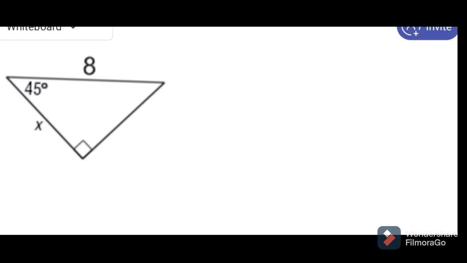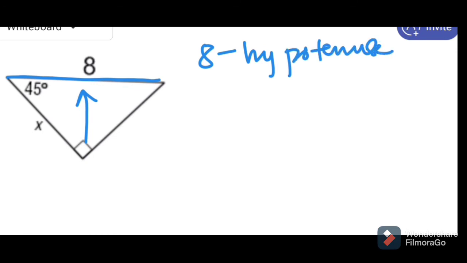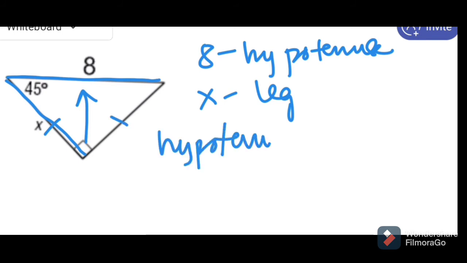For this given, let's have the parts. What do we call this 8? It is opposite the right angle, so it is the hypotenuse. Okay? Now, how about x? What do we call x? The leg. Remember, the legs of a 45, 90 degrees triangle are congruent. Hypotenuse is equal to the leg times the square root of 2.